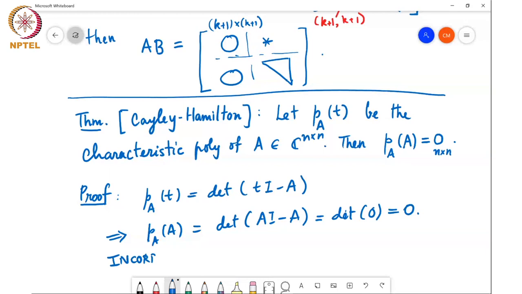No. This is an incorrect proof. You can see that. Determinant is a real number, sir. It is not a matrix. Yeah, that's a very, very good point.